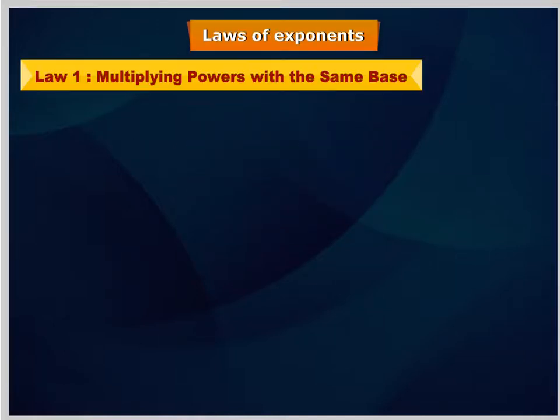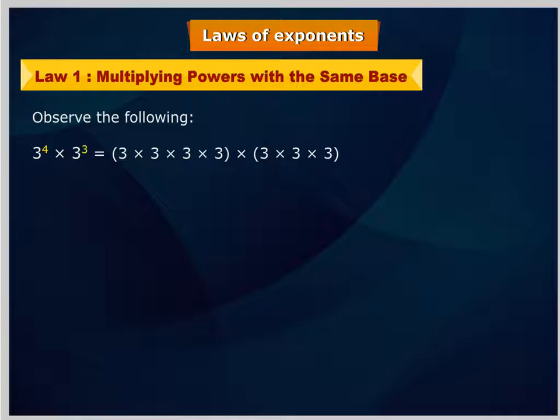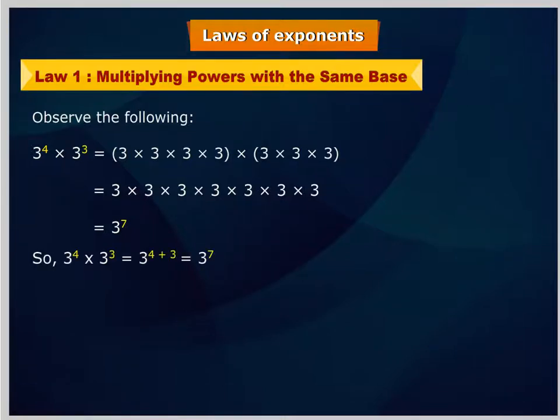Laws of Exponents. Law 1: Multiplying powers with the same base. Observe the following. 3 to the power 4 multiplied by 3 cubed equals (3 multiplied by 3 multiplied by 3 multiplied by 3) multiplied by (3 multiplied by 3 multiplied by 3), which equals 3 multiplied by 3 multiplied by 3 multiplied by 3 multiplied by 3 multiplied by 3 multiplied by 3, equal to 3 to the power 7. So, 3 to the power 4 multiplied by 3 cubed equals 3 to the power 4 plus 3, equal to 3 to the power 7.